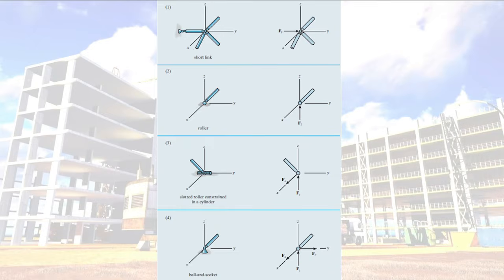Okay, the next one is the types of reactions at space trusses. We have what we call the short link, the slotted roller constrained in a cylinder, and the ball and socket. For the short link, we only have one reaction. For the roller, again, one only. If you have a slotted roller constrained in a cylinder, you have two. Then for the ball and socket, you have three reactions.